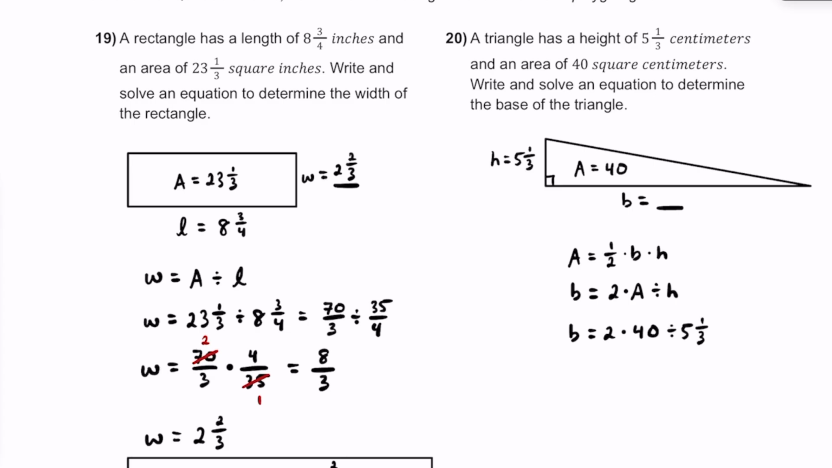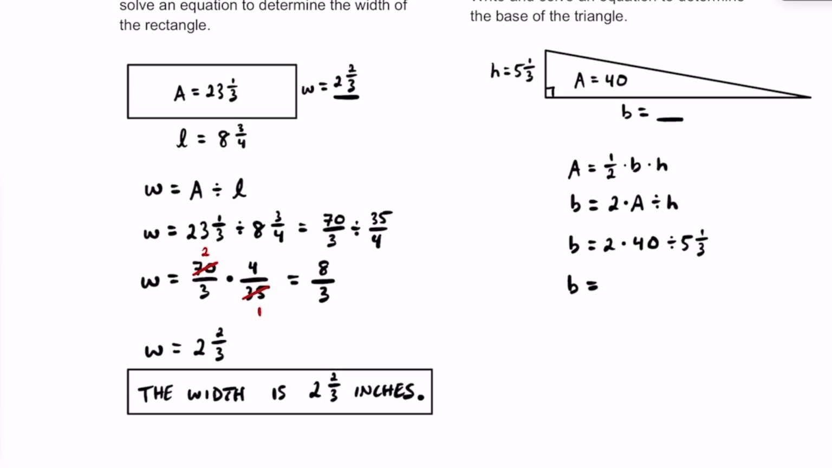Okay, so let's rewrite this so that we have fractions throughout this whole expression on the right side here. So we have 2 as 2 over 1, we have 40 as 40 over 1, and then we're going to divide this by this 5 1/3, which is really just 16/3. We can also rewrite this as 2 over 1 multiplied by 40 over 1 multiplied by 3 over 16 if we rewrite that division as a multiplication problem.